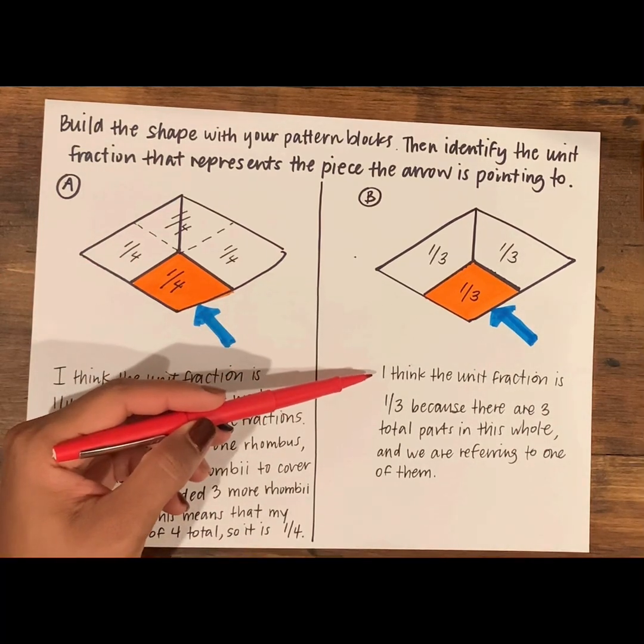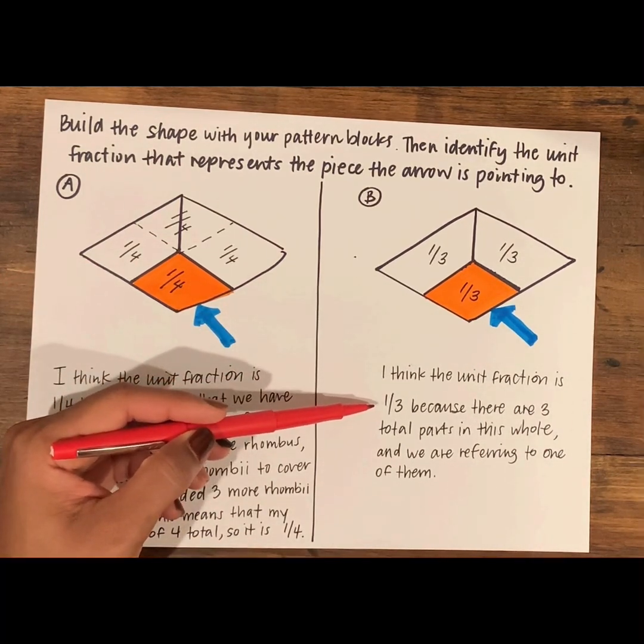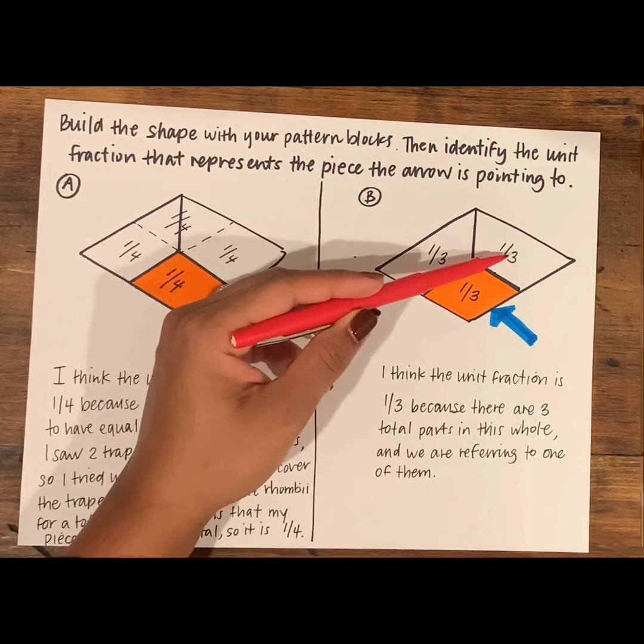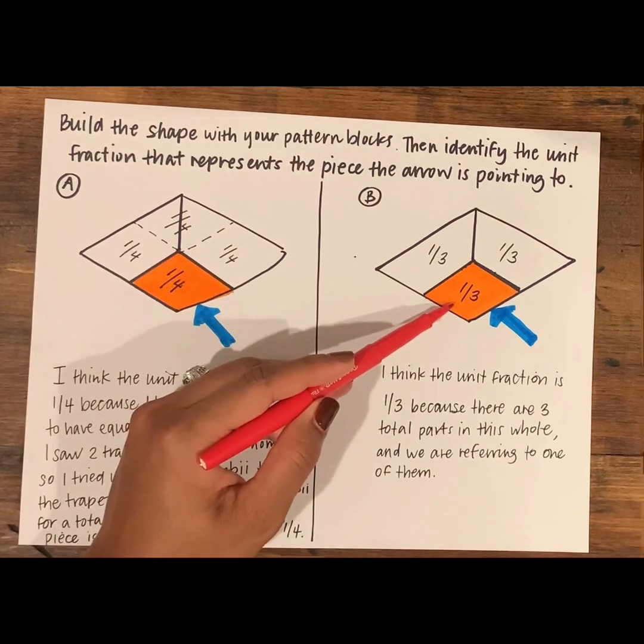Interesting. Student B said, I think the unit fraction is 1/3 because there are 3 total parts in this whole, and we are referring to one of them.